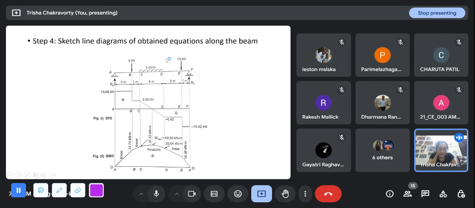Then DE, there is no force in this zone, so it is again constant. Then I encounter a downward force of 10 kilonewtons, so there is a jump in the downward direction, and it becomes minus 16.42 and remains constant up to the end.